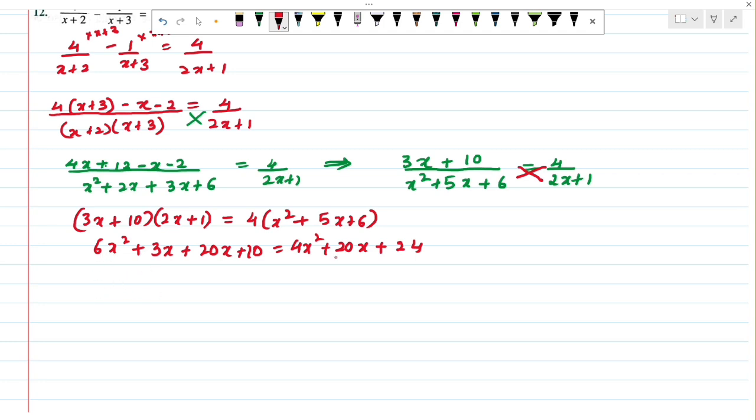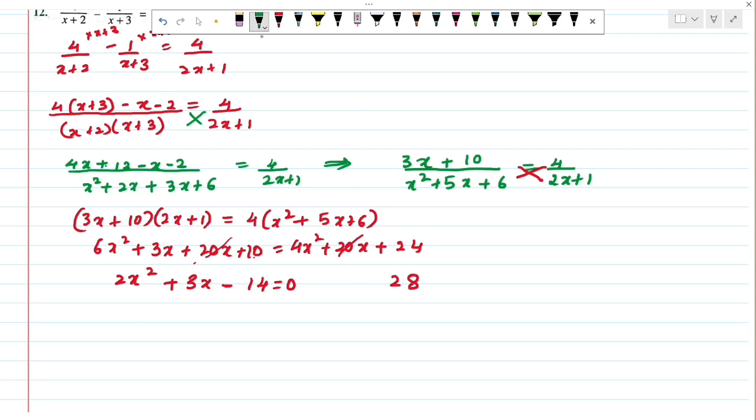So 6x square minus 4x square, I'll get 2x square plus this 3x plus 20x, and this plus 20x and minus 20x will get cancelled. So this will get cancelled. I'm left with only 3x minus, so this minus 24 and plus 10, I'll get minus 14, which is equal to 0.